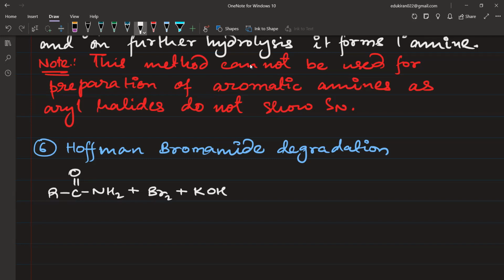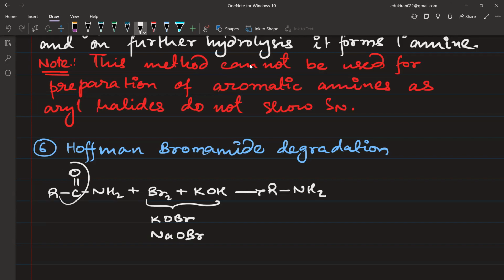Keep in mind that Br2 plus KOH is going to give you sodium or potassium hypohalite. The hypohalite will be KOBr, or if you are going to use NaOH, you will get NaOBr. So even if you have NaOBr, you can do the same reaction, because NaOBr comes from Br2 plus KOH only. So you will get here RNH2. The carbonyl group will be lost.